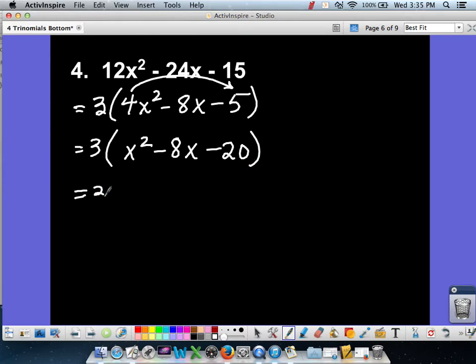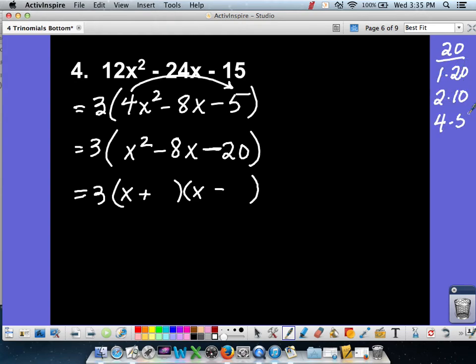Keeping the greatest common factor, set up your two binomials. The signs will be different. One's a plus, and one's a minus. x squared is my first term, so this is x and x. The question is, what are factors of 20 that subtract and give me 8? So I'm looking at factors of 20. 1 and 20, 2 and 10, 4 and 5. Which of these subtract and give me 8 would be 2 and 10.